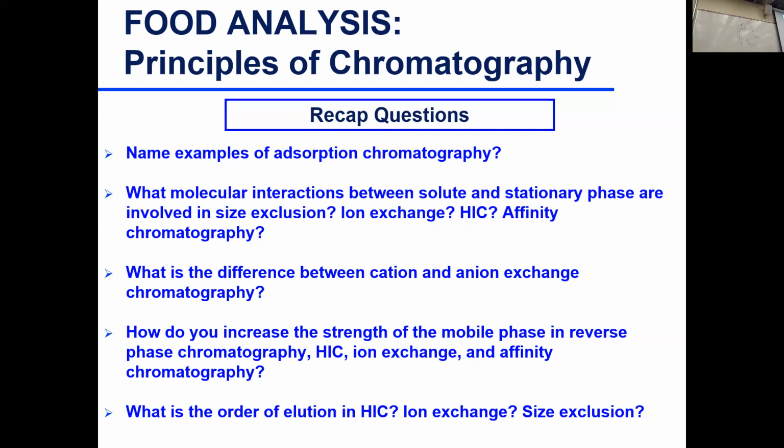How do you increase the strength in affinity chromatography? There are two ways: specific and non-specific. Do you remember any? Just to remind you, in affinity chromatography you have to have specific interactions, so there should be specific pH, temperatures, and ion strength for the interaction to happen. So how would I change or increase the strength?